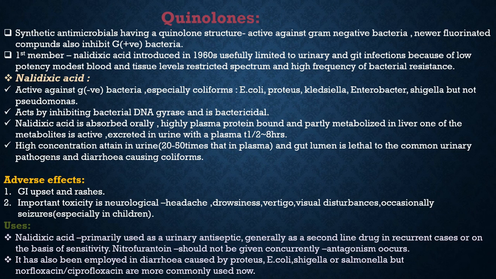Nalidixic acid is absorbed orally, highly plasma protein bound, and partially metabolized in the liver. One of the metabolites is active. It is excreted in urine with a plasma half-life of about 8 hours. High concentration is attained in urine, 20 to 50 times that in the plasma, and in the gut lumen, which is lethal to the common urinary pathogens and diarrhea causing coliforms.